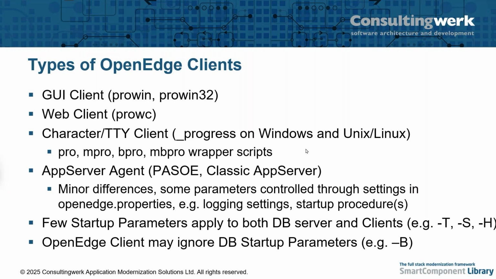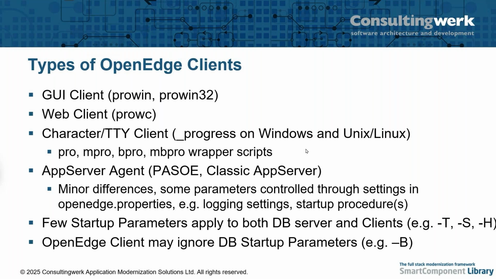For the purpose of deciding which startup parameters are valid, the app server agent process is also considered a client. The app server also connects against the database. The app server can connect against another database. The app server is executing ABL code as the character client or the GUI client does. So for the purpose of the startup parameters, the app server is also referred to as a client. And that's also quite important when looking into the documentation.